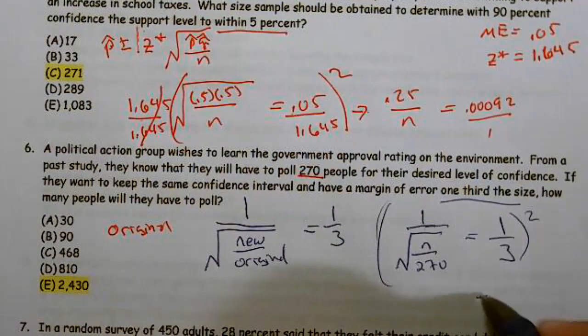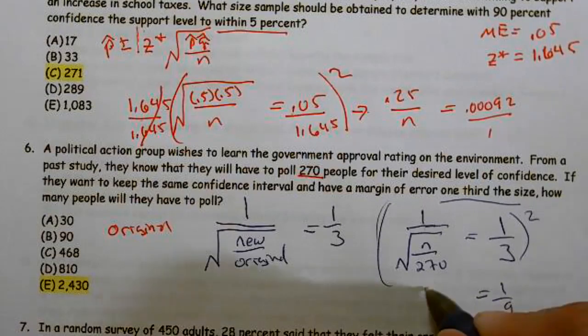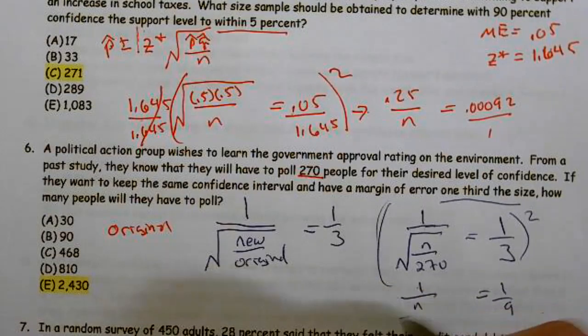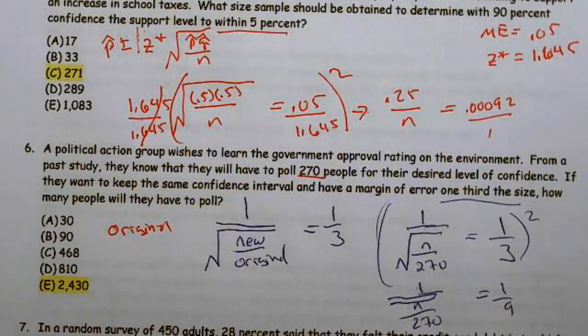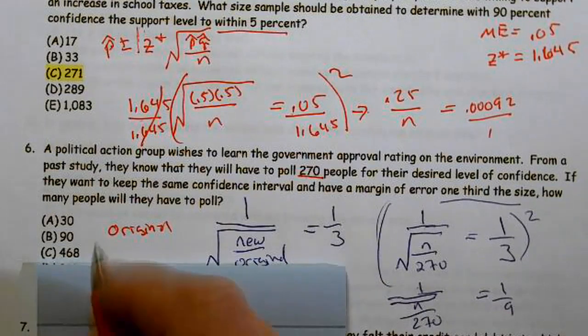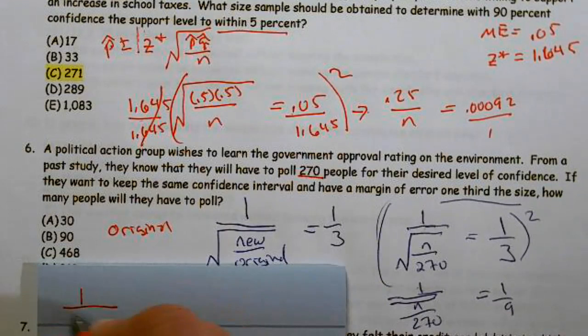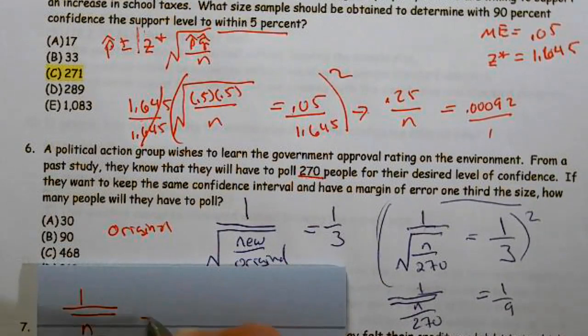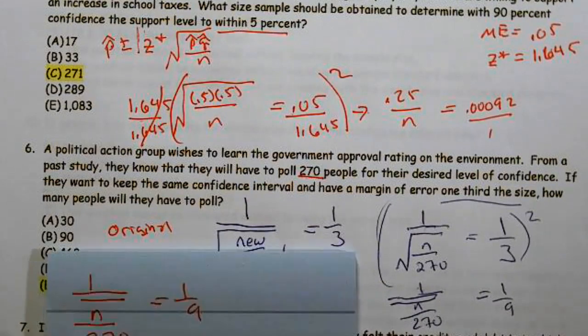So this becomes 1 over 9. This becomes 1 over N divided by 270. I'm going to make this a double bar fraction line. I'm kind of run out of room, so I'm going to go on to a little scrap sheet of paper. So I have the double bar fraction line. So 1 over the double bar, N divided by 270 equals 1/9.